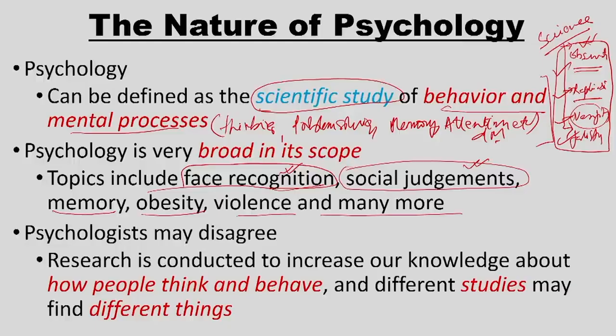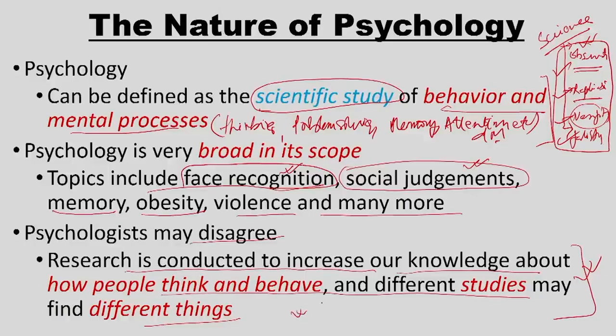Now, another interesting thing is that psychologists must disagree. Research is conducted to increase our knowledge about how people think and behave, and different studies may have different findings. One of the good things about psychology, why it is scientific, is because of this reason. Psychologists not only study, they design experiments to understand the psychological process behind any act, and not only that, they bring up theories with that, and then later on they do different kinds of studies which sometimes negate each other or sometimes add on to each other. And that is why the nature of psychology is scientific.